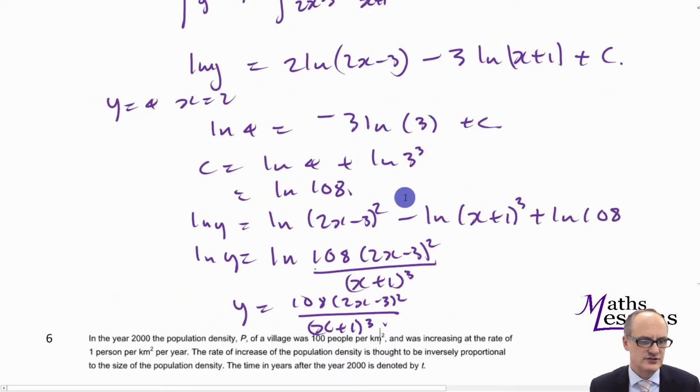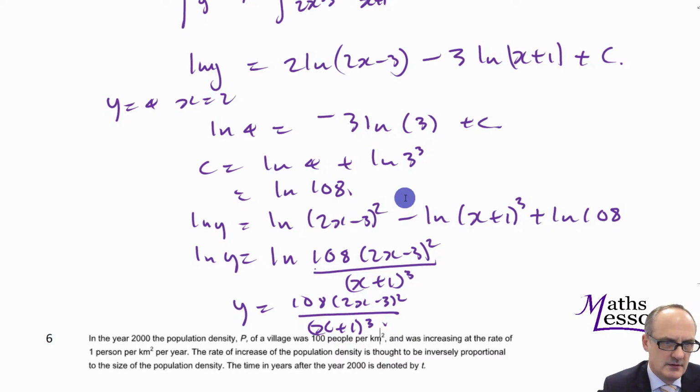So I've got a question in the classroom. Yes. How come I've got ln 2x minus 3 here?